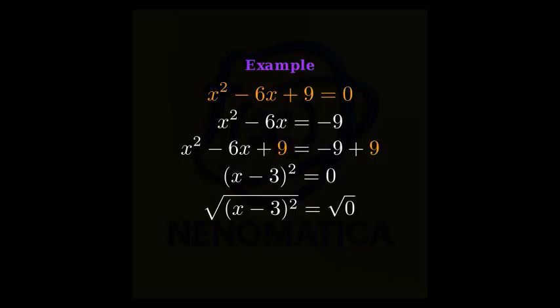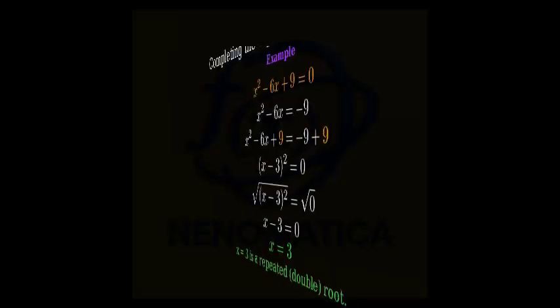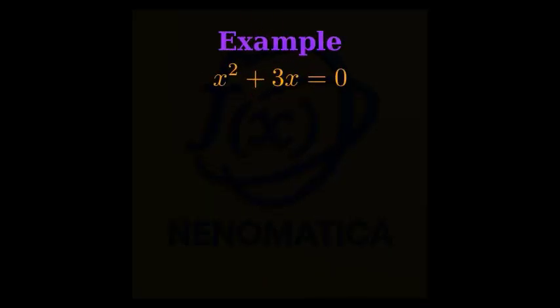Step 5. Simplify the square root of the square. We get x minus 3 equals 0. Step 6. Solve for x. Therefore, x equals 3. Because the perfect square equals 0, the solution x equals 3 is a repeated or double root. Display the example and the problem.